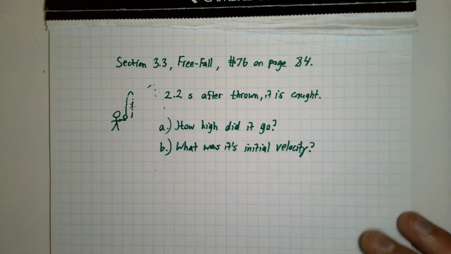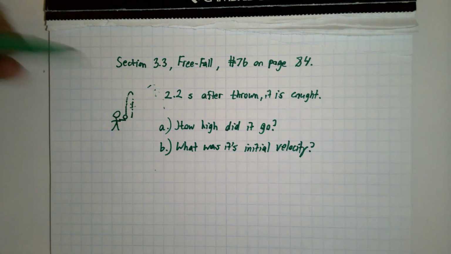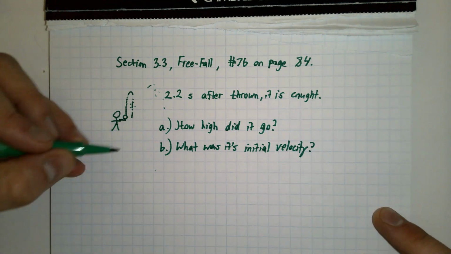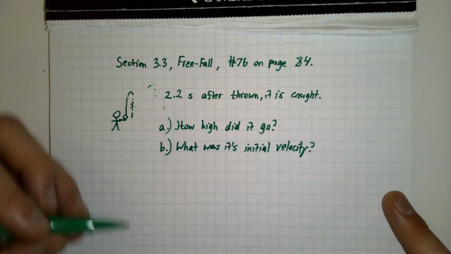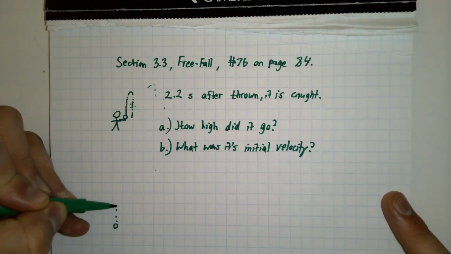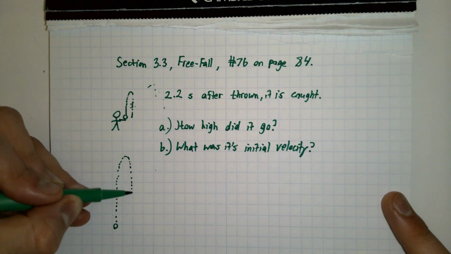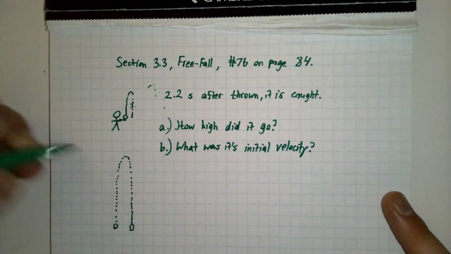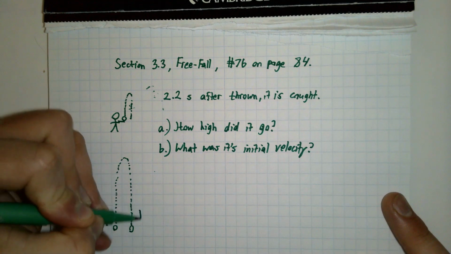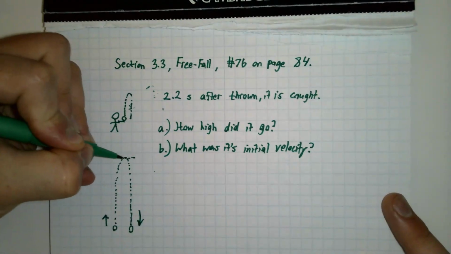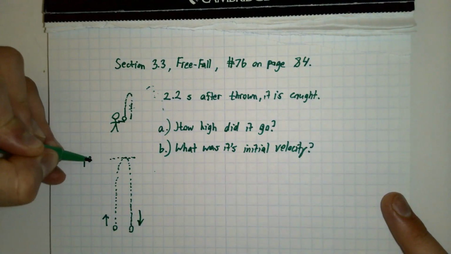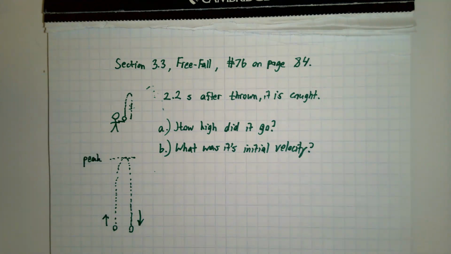To determine how high it went, first we need to draw our picture, which we've done. I'm going to make our picture a little bit bigger so we can get a sense of the motion going on here. So we have a beanbag that's going up to some high point and then coming back down. At this peak, we know it has a final velocity of 0 meters per second.